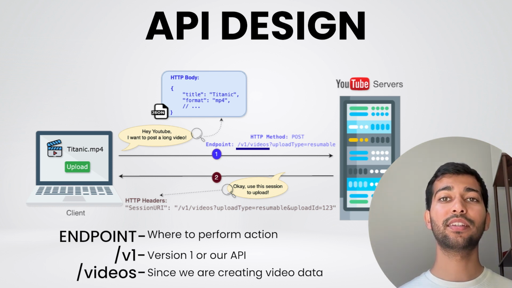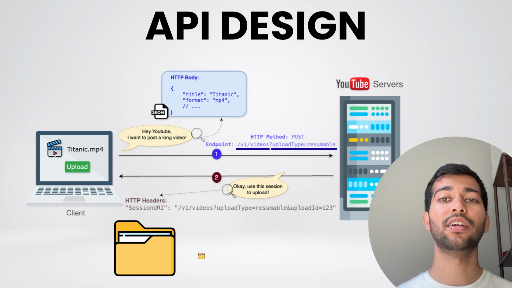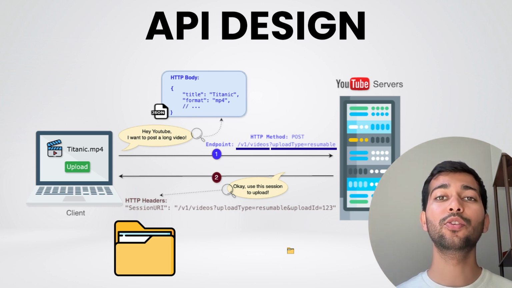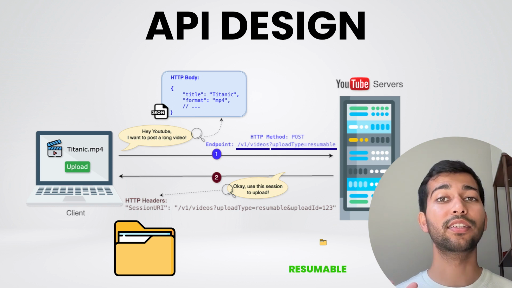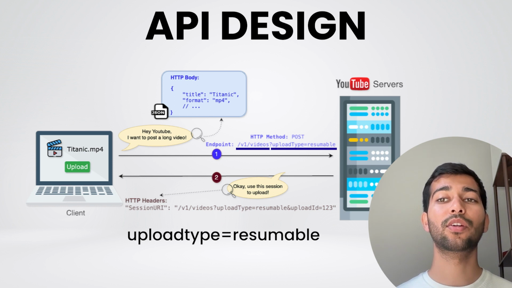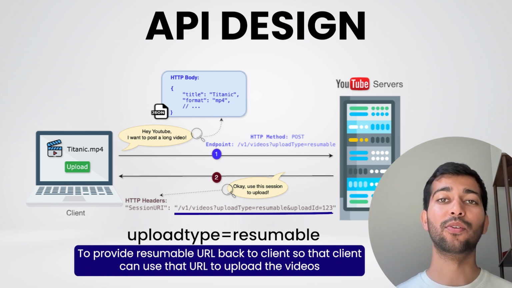But in addition to that, there is one additional detail here, which is the question mark upload type equals resumable. Why do we need that? This indicates that we are uploading a large media file chunk by chunk, and it is useful because if the connection drops while uploading this large file, we should be able to resume the upload from that point, that is resumable. So in summary, upload type equals resumable tells the server to provide a resumable URL back to the client so that the client can use that URL to upload the video.